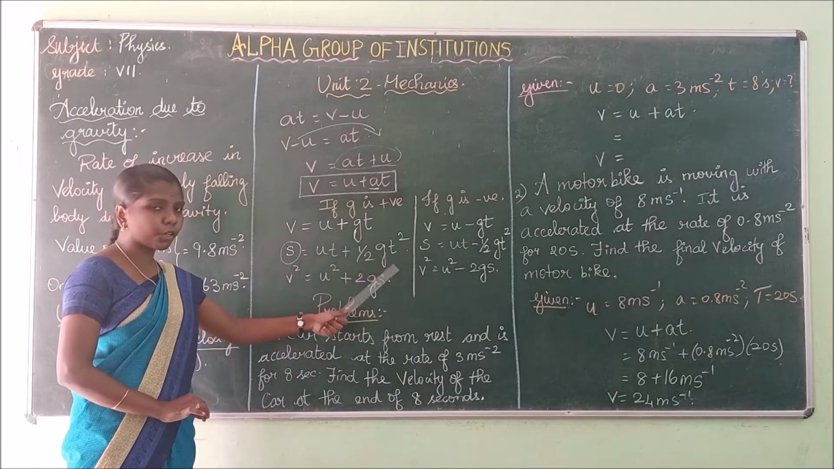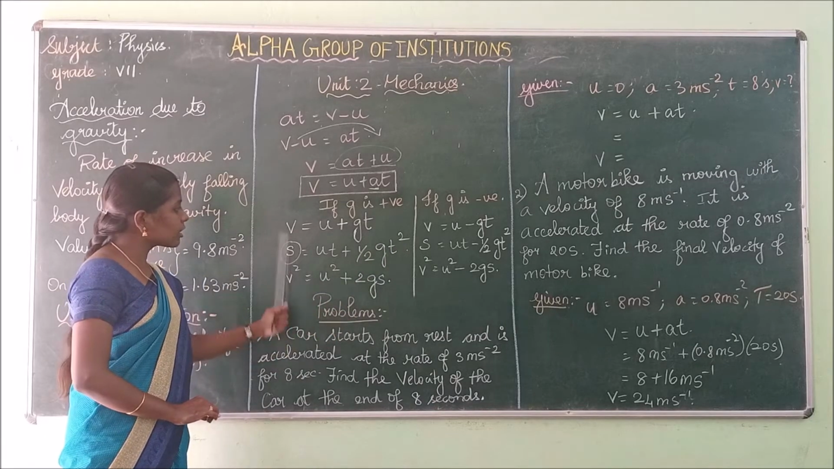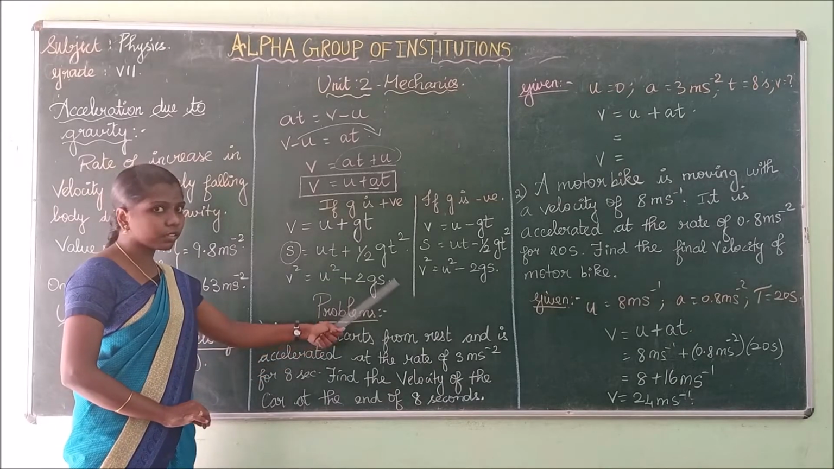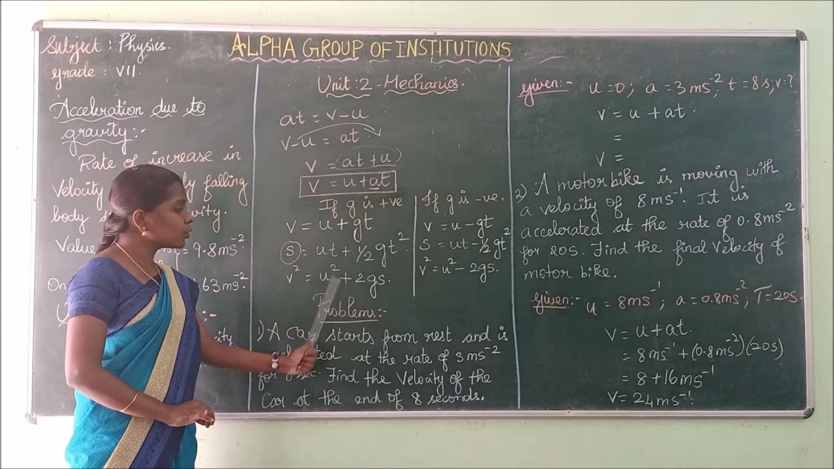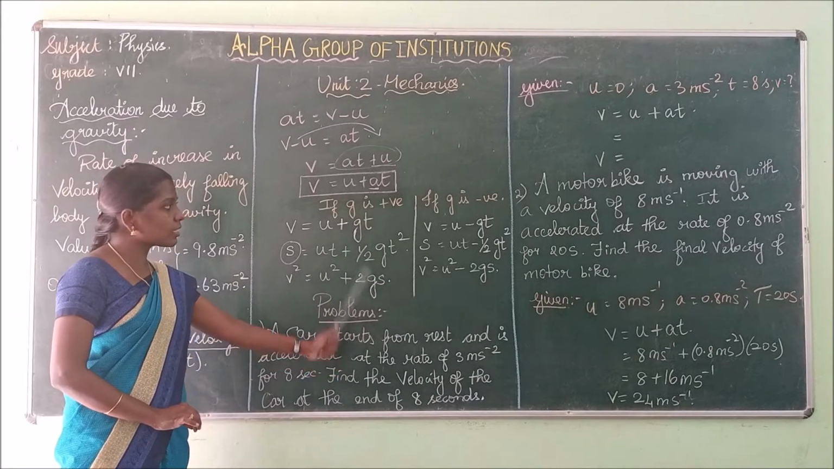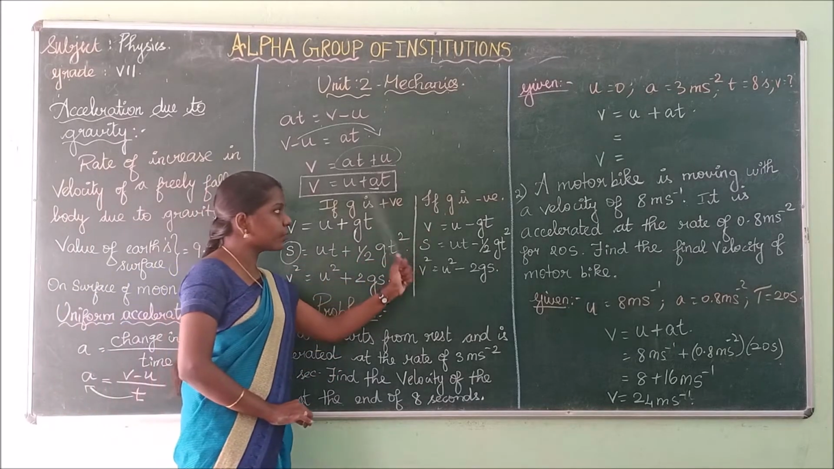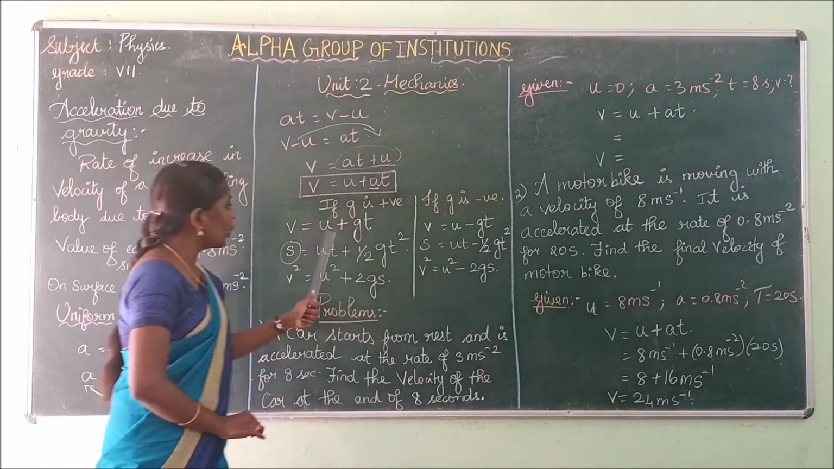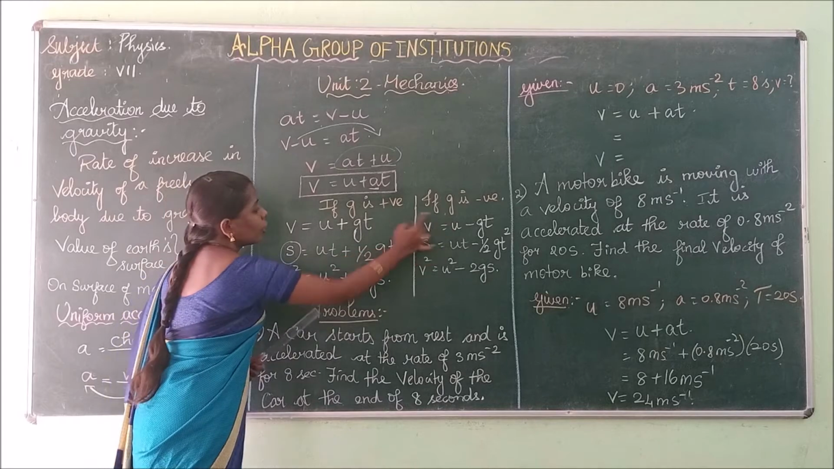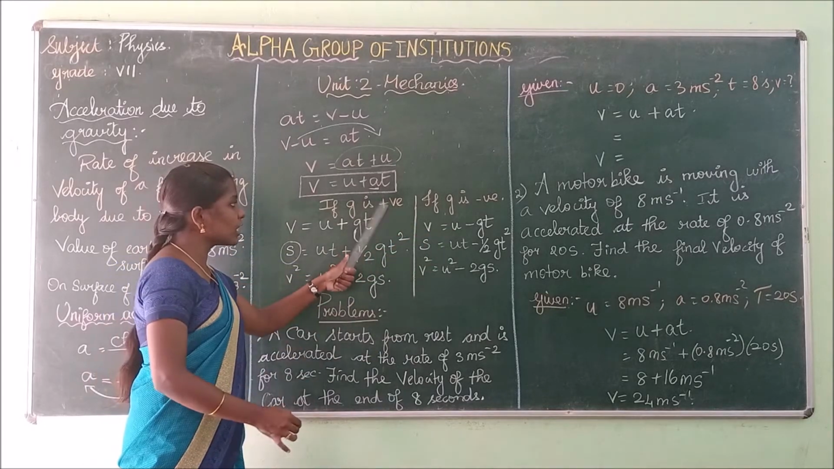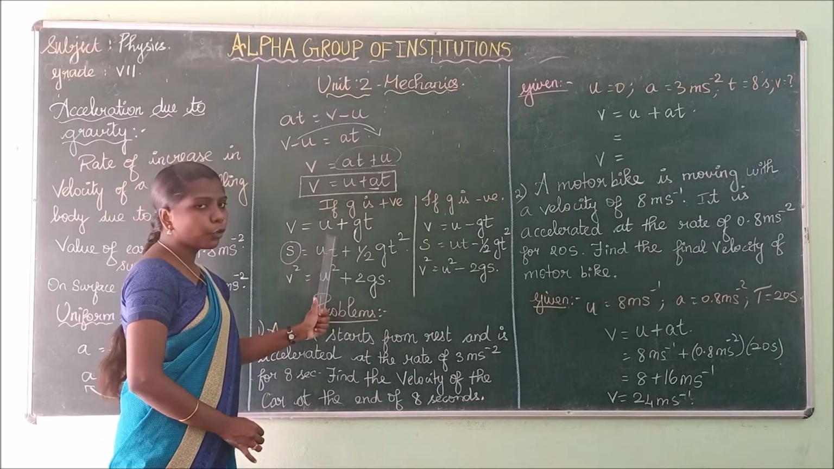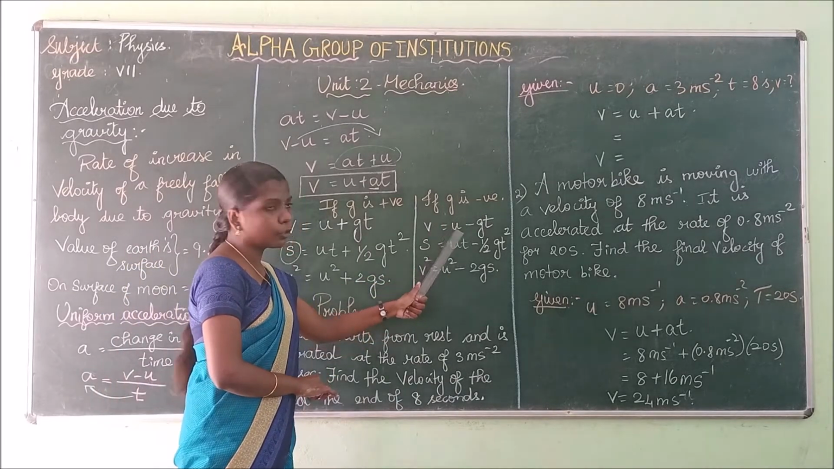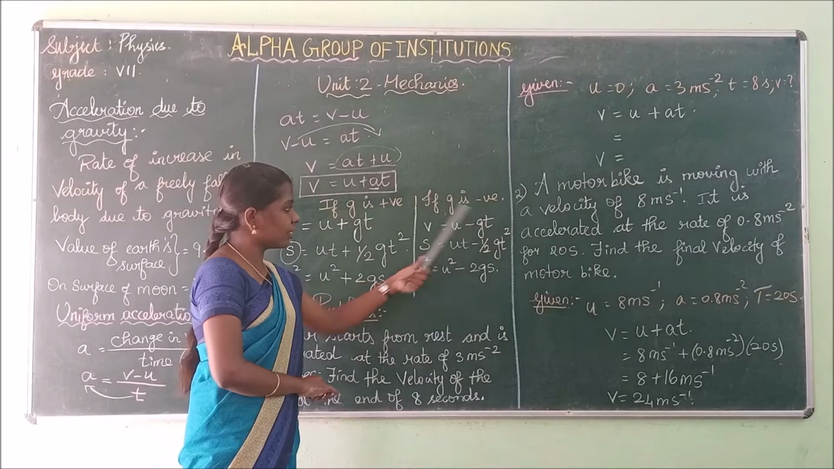g is your acceleration due to gravity. Next, v squared is equal to u squared plus 2gs. If g is positive, v is equal to u plus gt. If g is negative, if acceleration due to gravity is negative, v is equal to u minus gt.